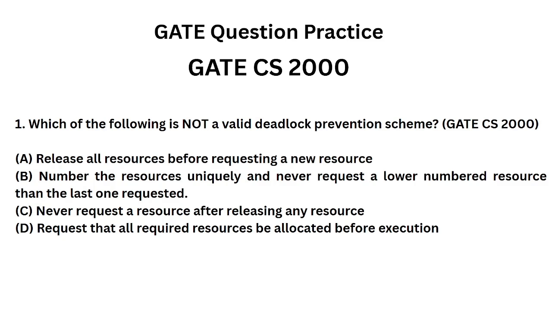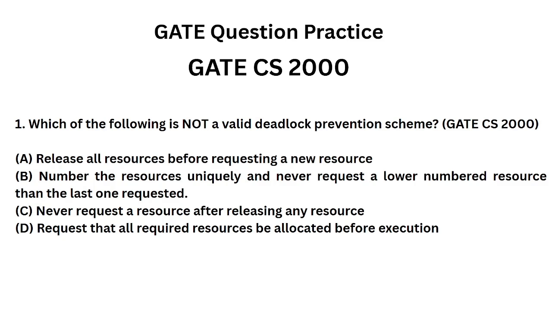So let's get started. The question is: which of the following is not a valid deadlock prevention scheme? And there are four options. We'll discuss each and every option one by one and we'll see which option is not a valid deadlock prevention scheme. So let's first quickly recall what a deadlock is.